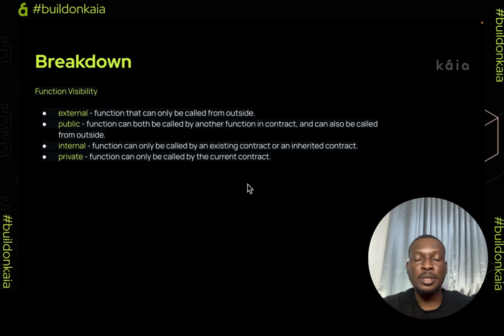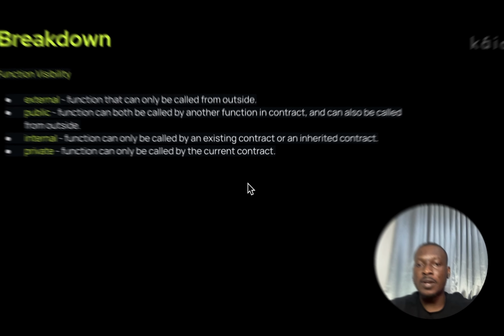Number one is external. This means that the function can only be called from outside. The second is public, and once a function is declared to be public, it means that it can be called by another function in the same contract that uses this function and also can be called from outside. Also, a function can be declared to be internal, which means that only the existing contract, meaning the contract which is being declared, and also an inherited contract can access this function. And when a function is declared to be private, it means that it can only be accessed or called by the current contract in which it is being declared, right?